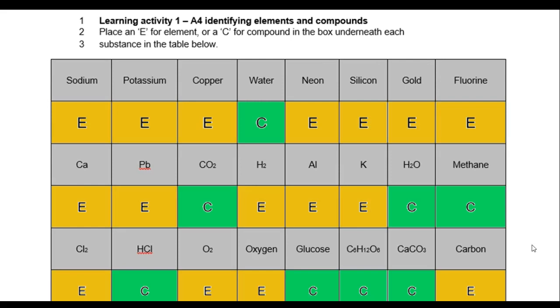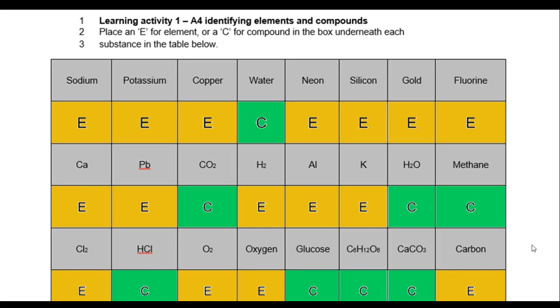So most of them are elements that you can find on the periodic table. Some of them you have the names, so potassium, neon, gold, those are the names. Some of them you have the symbols, so you have Ca, which is calcium, Pb, which is lead, Al, which is aluminium. Then you have ones like H2, Cl2, O2.